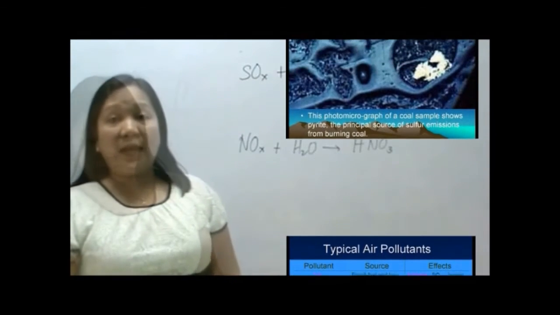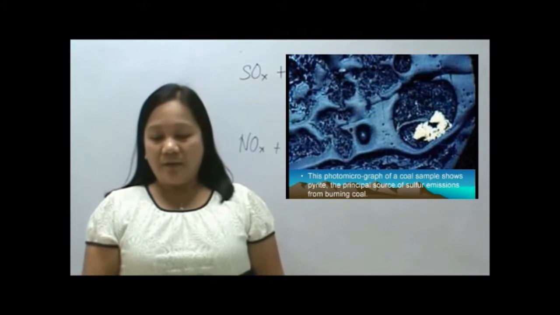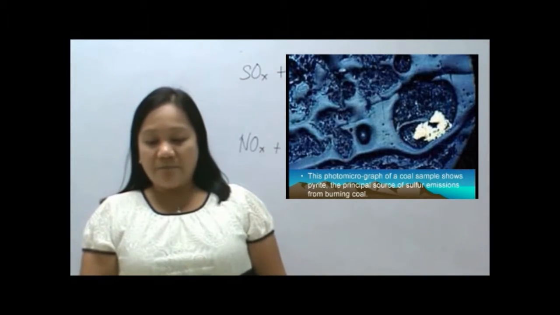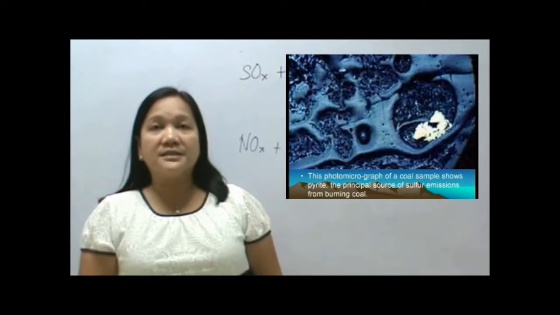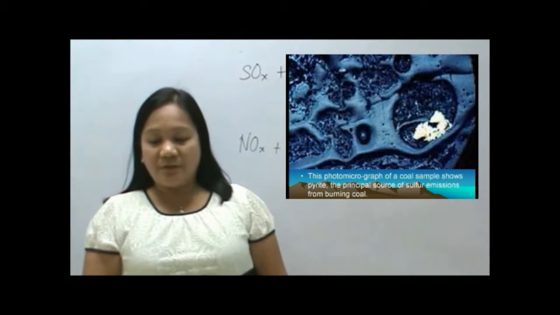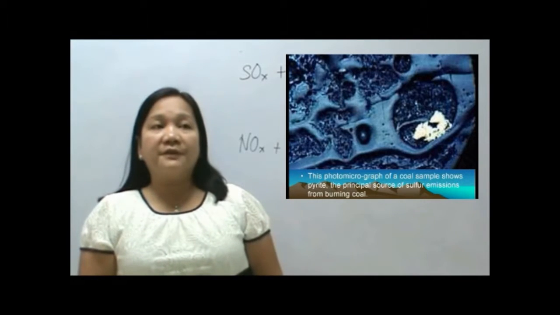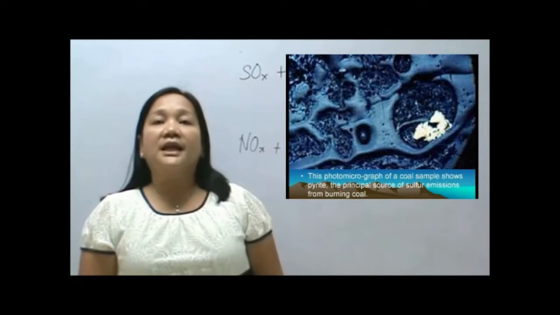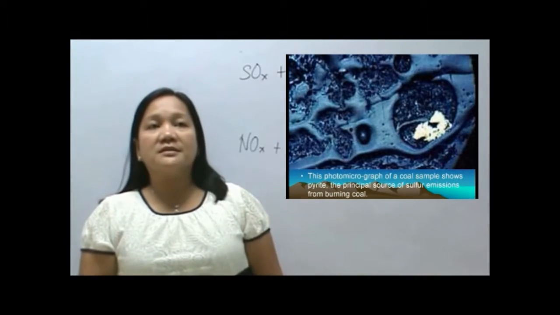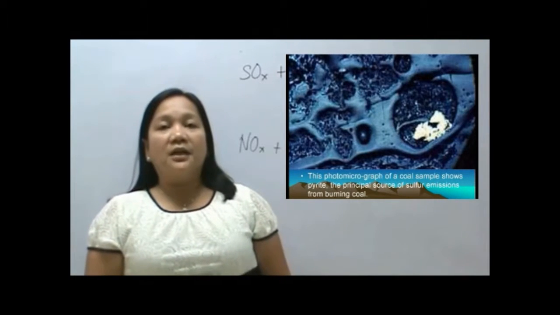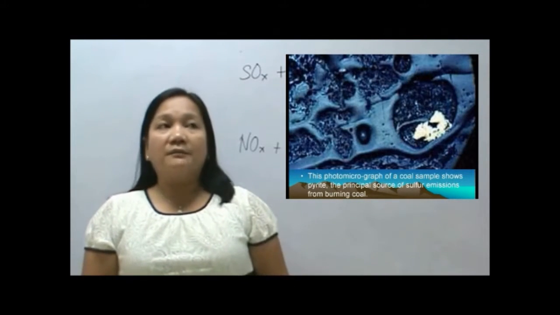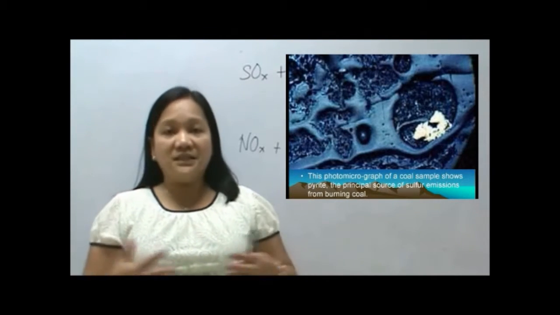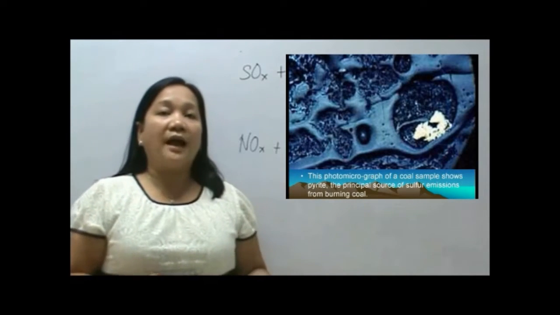Now, for your SOx, as mentioned, you can see from the slide a photomicrograph of a coal sample that shows pyrite. Pyrite is the principal source of sulfur emissions from burning coal. Now, in the Philippines, we have to get rid of sulfur dioxide or sulfur trioxide in the atmosphere, or SOx, because we have an abundance of low-grade fossil fuels, particularly low-grade coal. So what do we do about it? We blend the low-grade coal with the high-grade coal.